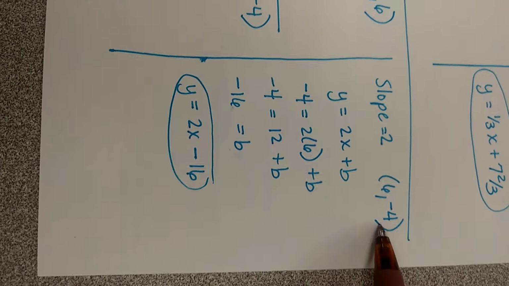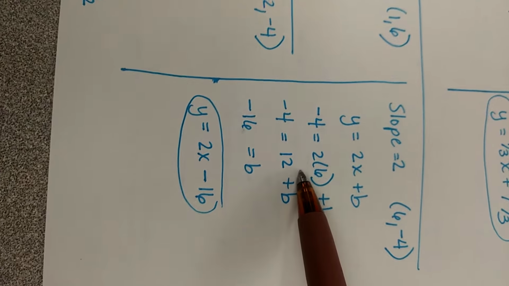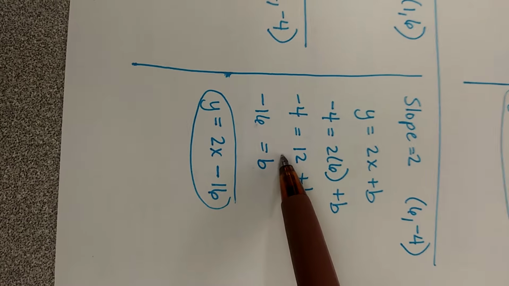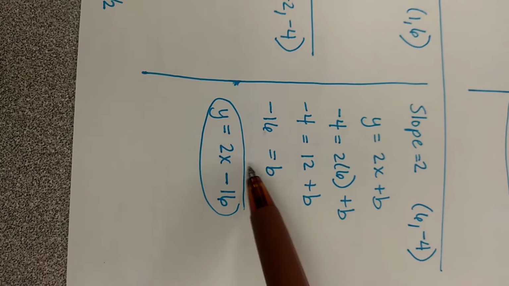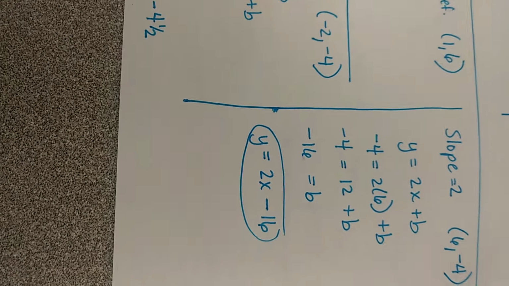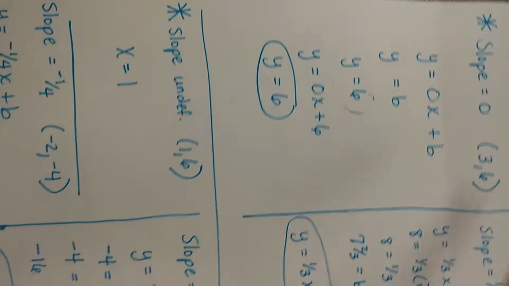Let's do it again. Slope is 2. Here's the point. Put them both in. 2 for the slope. 6 for the x, negative 4 for the y. Solve. So 2 times 6 is 12. Subtract the 12 from both sides. Now I know my b, so I stick it in. Again, there's special cases for those 0 and undefined, and that's what this was.